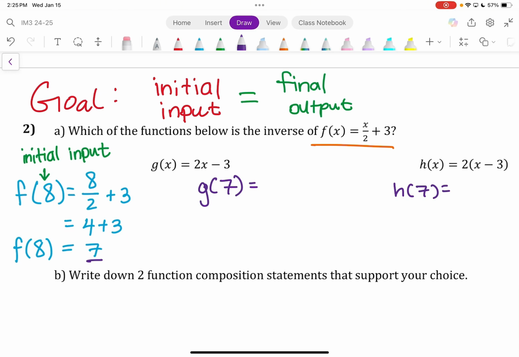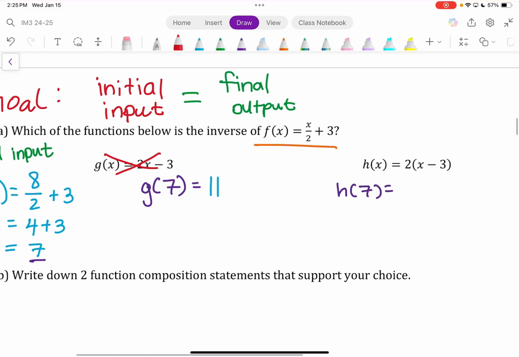Okay, let's see what you guys came up with. So, first, we take 7 and we plug it into g. What do we get? G of 7 is equal to what? Raise your hand. What is g of 7 equal to? Lorenzo? 11. Is that the answer that we're looking for? No. What are we looking for, Joel? 8. So, g is not the inverse. We can cross that out.